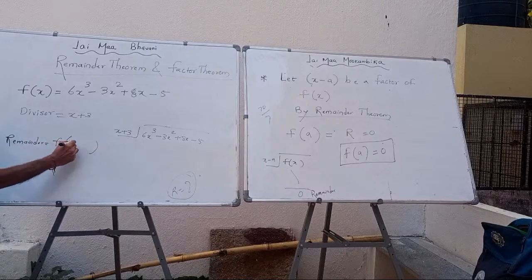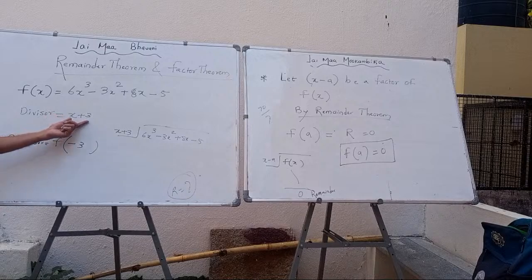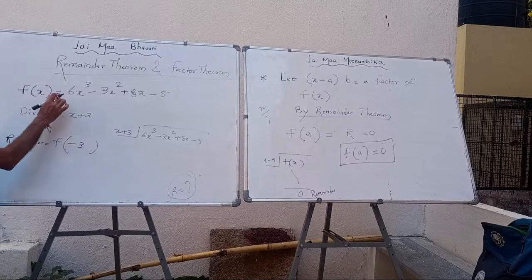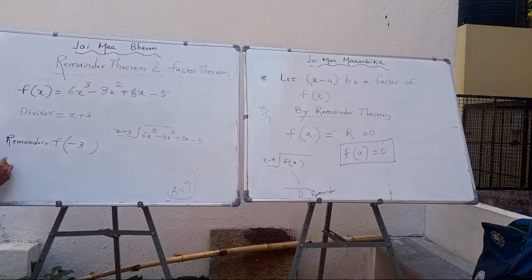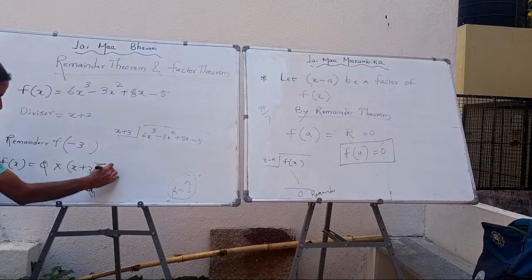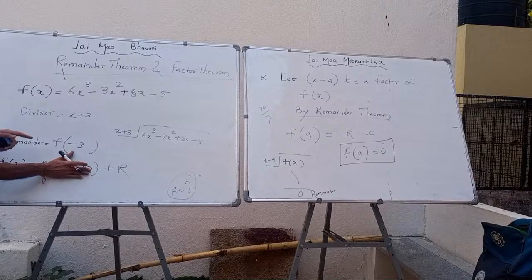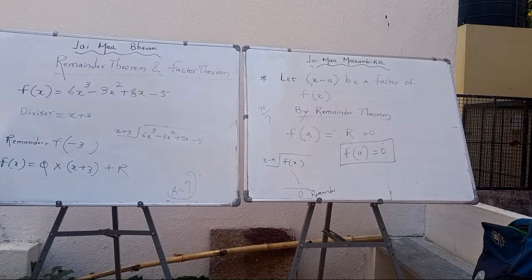So remainder is equal to f of minus 3. This is x plus 3. So if I put x is equal to minus 3, this becomes 0. You remember that, right? So substitute the value here, you will get that formula. F of x is equal to quotient into x plus 3 plus remainder, quotient into divisor plus remainder. If I put minus 3, this entire thing goes away. F of minus 3 is equal to r. What will be 0? No, we don't know.